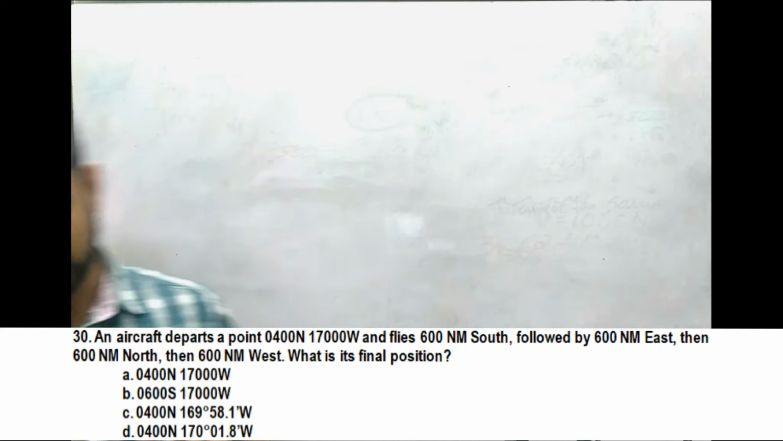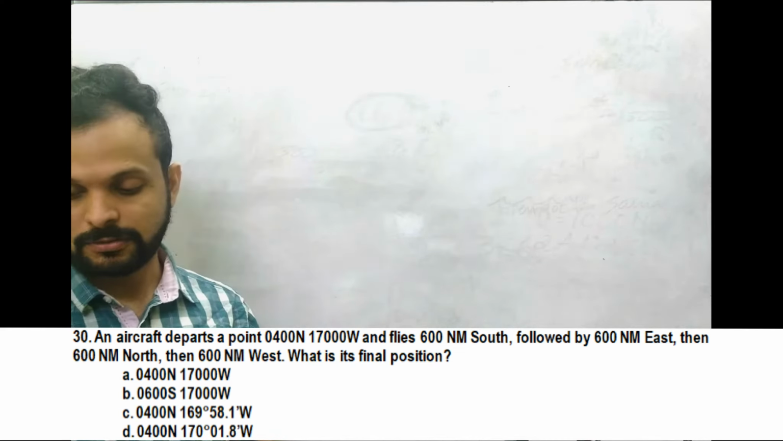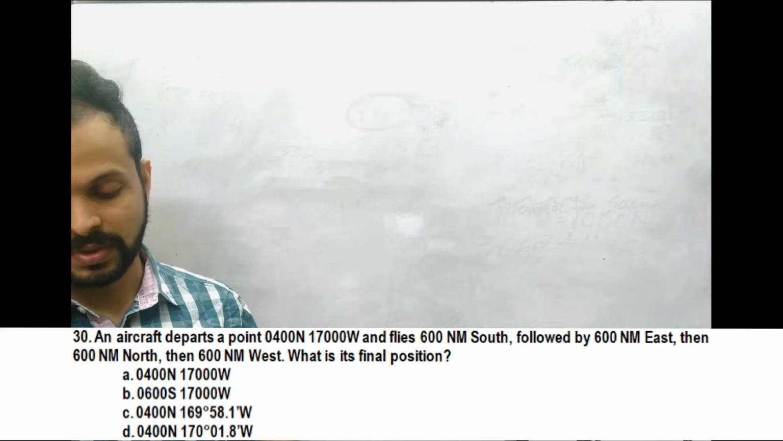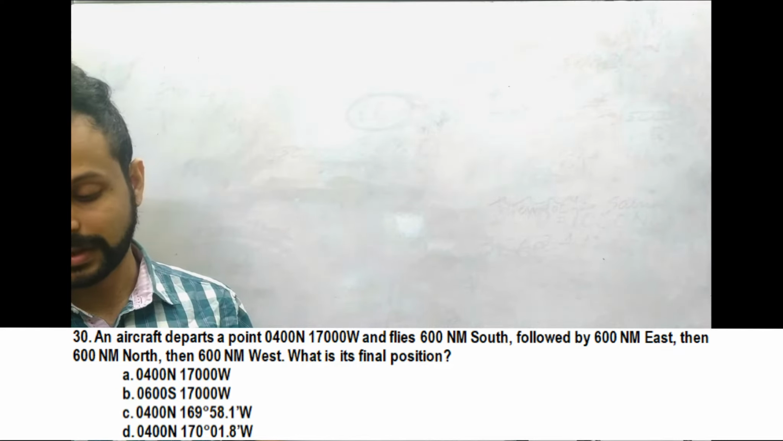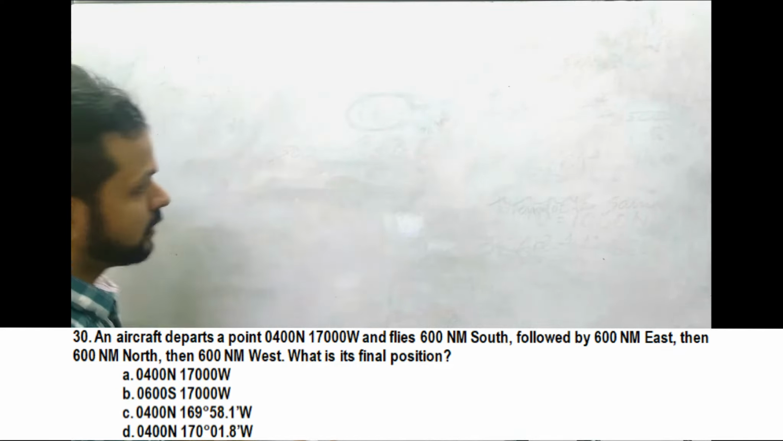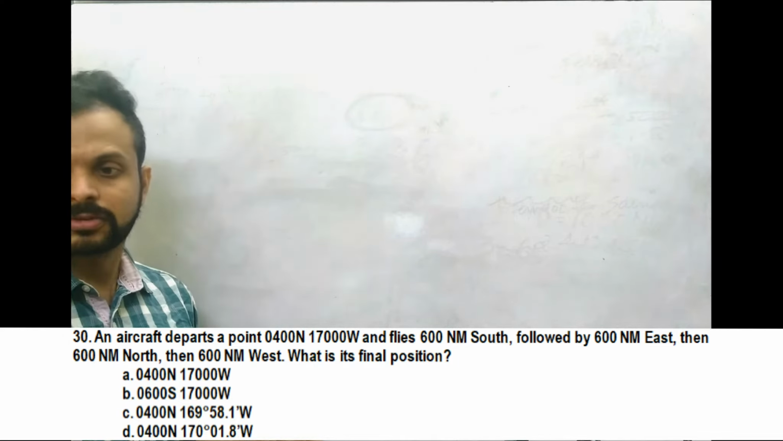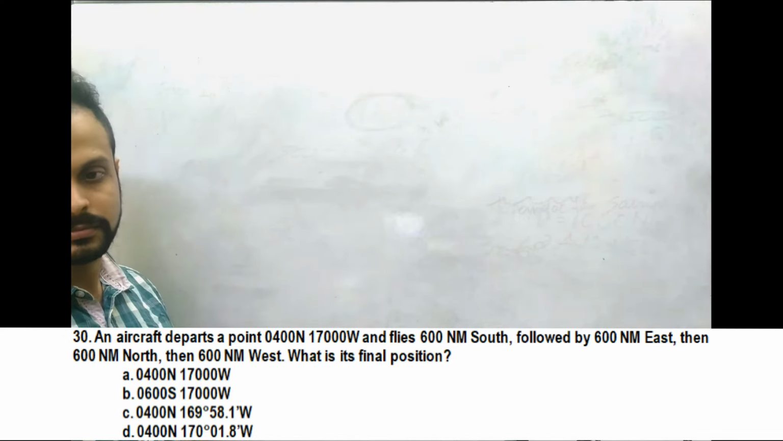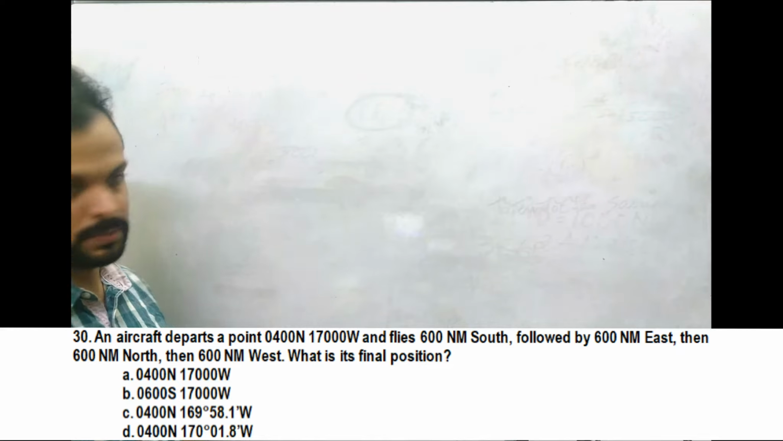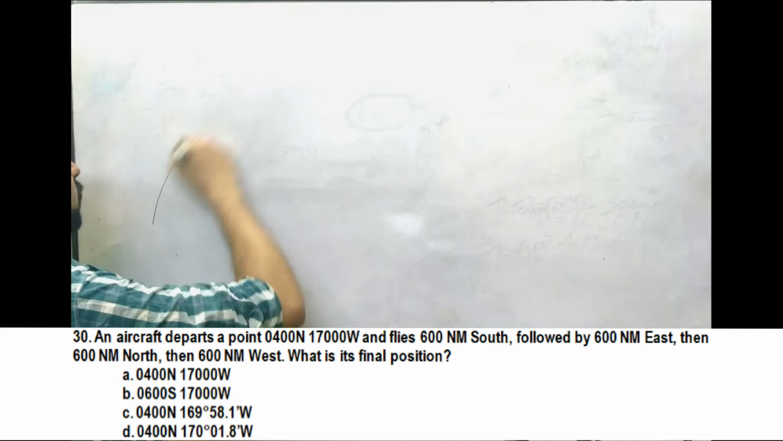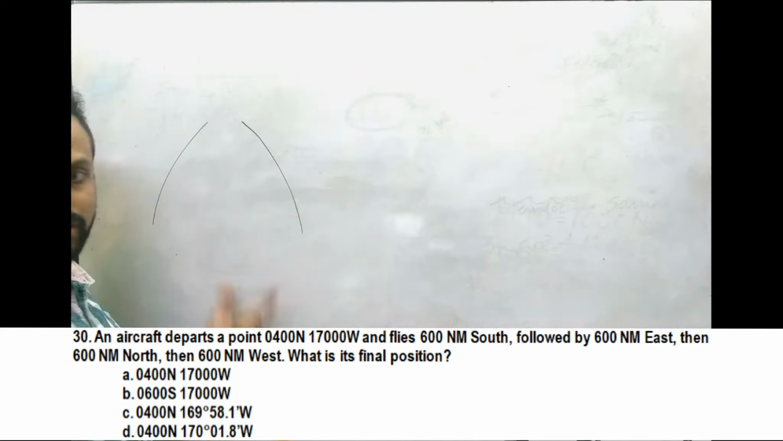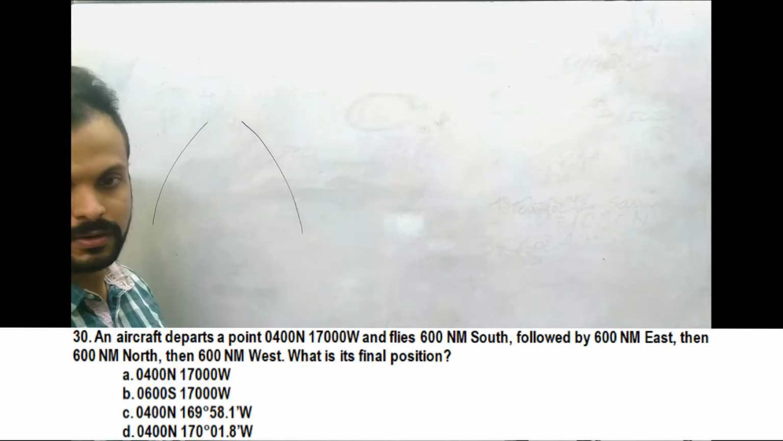Again, question number 13. Aircraft departs a point 4 degrees north, 170 degrees west, and flies 600 nautical miles south. Right. So, in which hemisphere is this whole thing happening? Northern hemisphere, right? So basically, think about it. In the northern hemisphere, the meridians are somewhat in this fashion, right?